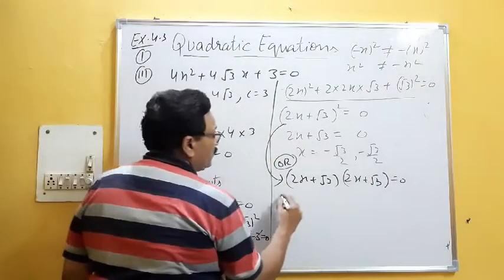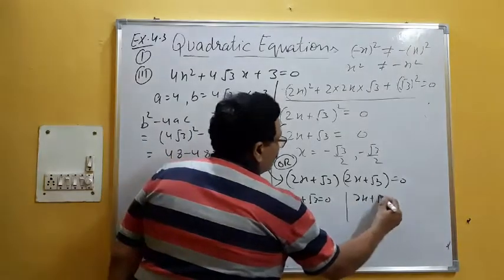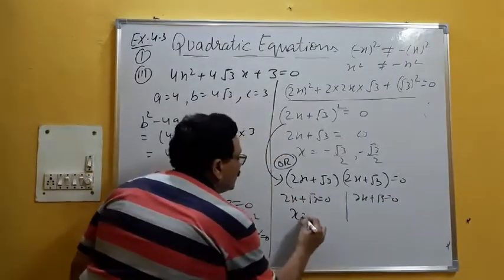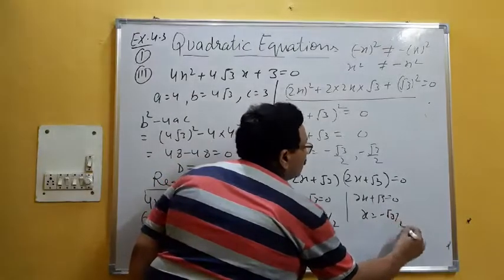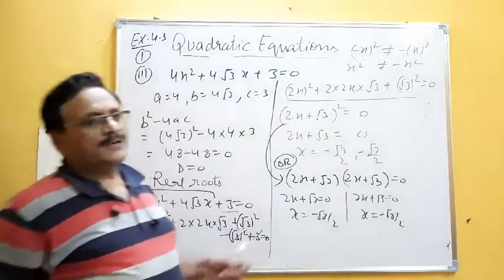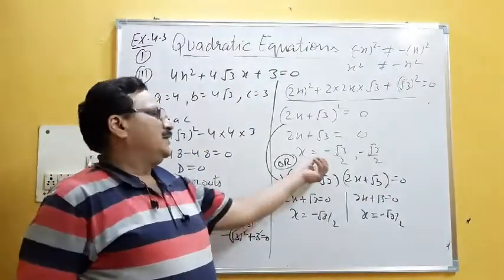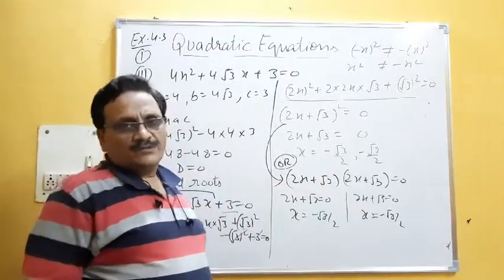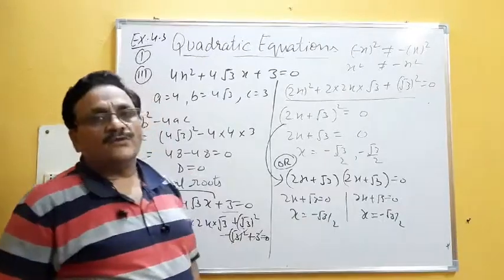So once you make it 0, what do you get? x is equal to minus root 3 by 2. This is the only reason. Sometimes some teachers are lenient, sometimes some teachers are very strict in marking. They cut half marks or not. It depends on the instruction given to them. But in my suggestion, you write in this form.